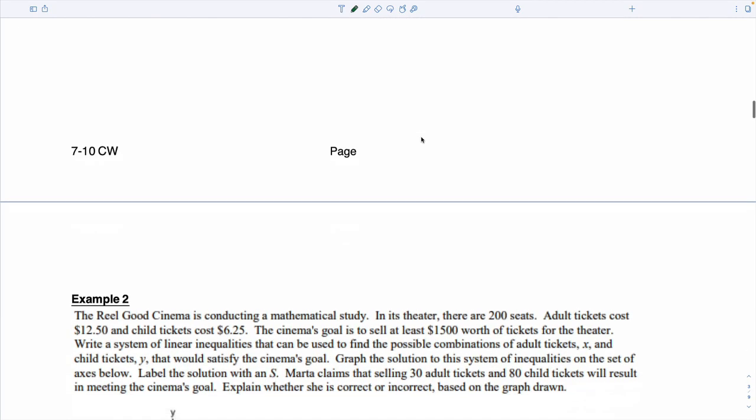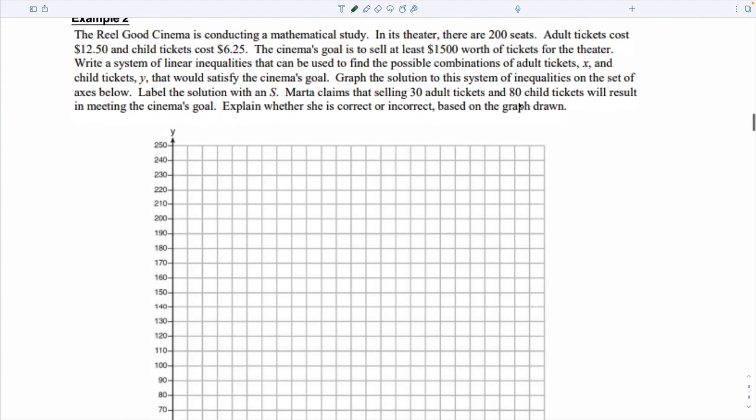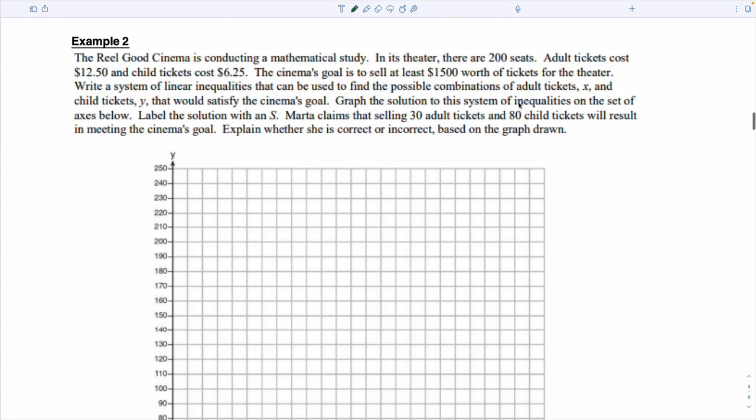Second example. I don't want to do this one right now. Sure. The Real Good Cinema is conducting a mathematical study. In its theaters, there are 200 seats. Adult tickets cost $12.50 and child tickets cost $6.25. The cinema's goal is to sell at least $1,500 worth of tickets.